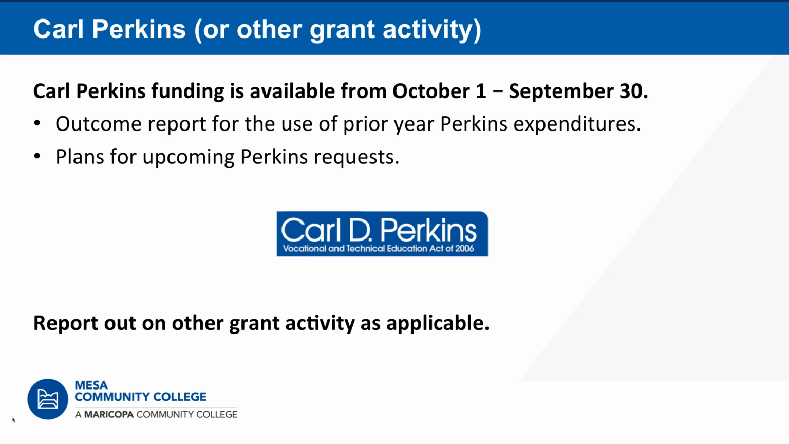All right, Carl Perkins and or other grant activities. So if you receive Carl Perkins funding, it's very important that you discuss that with your advisory group. Now, Carl Perkins funding is annual. It becomes available basically on October 1st. It's got to be spent down and cleared off the books by September 30th. It's like a use it or lose it situation.